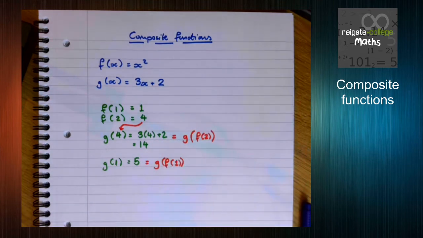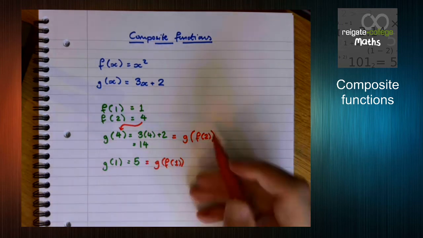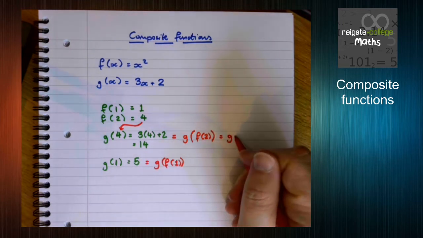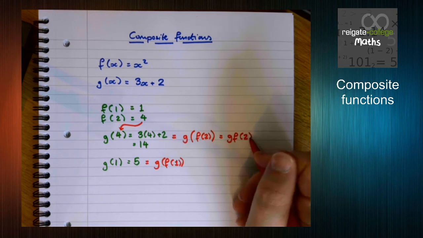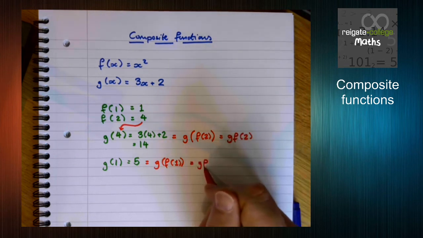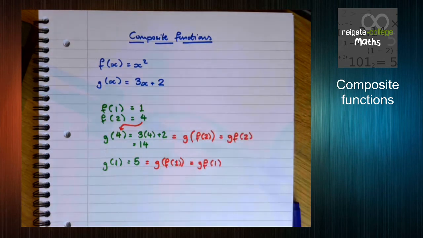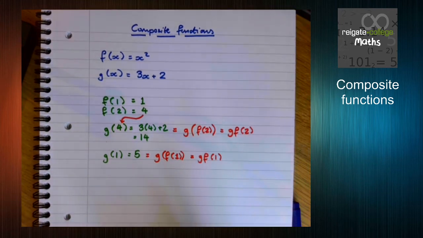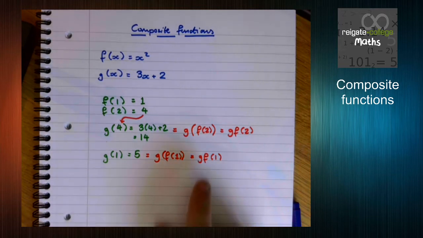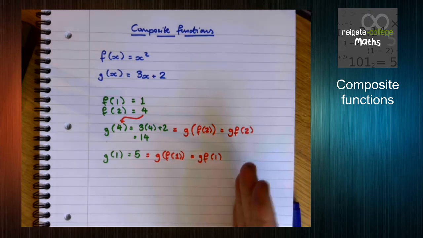More commonly, we will write these without the brackets. So in fact, instead of just doing f of 1, then g of 1, we've actually done gf of 1. But notice the order. We did f first, then g. The order goes from right to left.